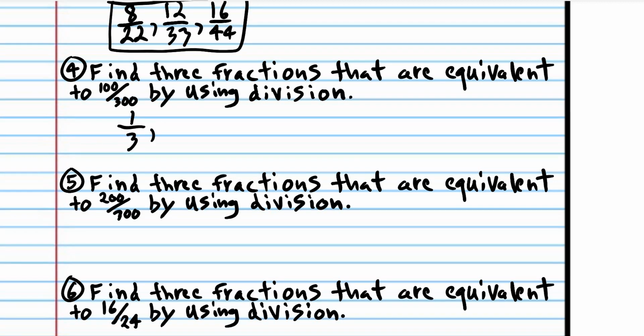I can also divide both sides by 2. 100 divided by 2 is 50. It's like if you have $1, that's 100 cents, you divide it by 2, you get 50 cents. 300 divided by 2 is 150. That's another equivalent fraction. Again, we're just using division now. We're just going backwards from multiplication. Now, what else can we do here? We can divide both sides by 10. 100 divided by 10 is 10. 300 divided by 10 is 30. So those are 3 equivalent fractions.